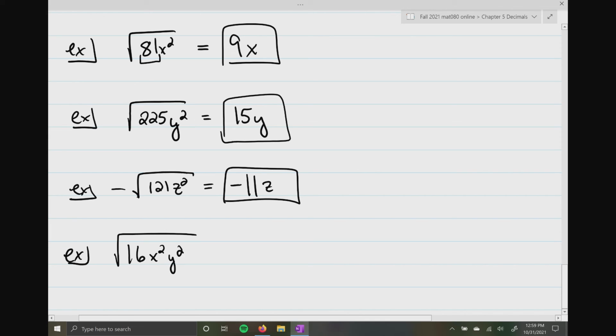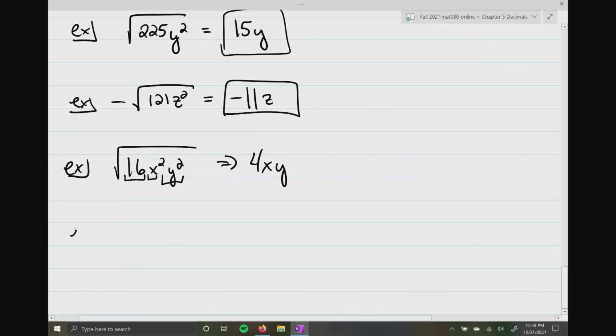I could throw in multiple variables. All you're going to do is just do one step at a time. That's it. So the square root of 16 is 4. The square root of x to the second is x. And the square root of y to the second is y. Okay, I'll do one more like this.